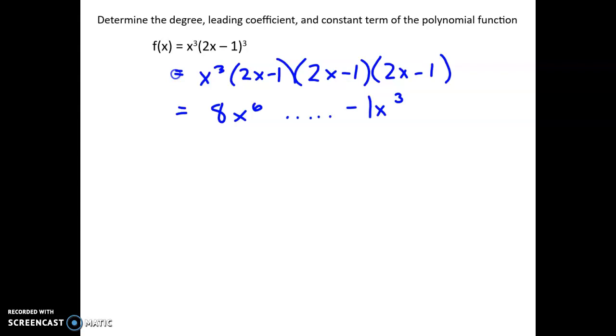So now let's look at this and figure out our leading coefficient. And I call the leading coefficient LC. I hope you're okay with that. What does the leading coefficient equal? 8. Good, that's my front term. Good. The degree. The degree is 6. Good, that's my highest power.